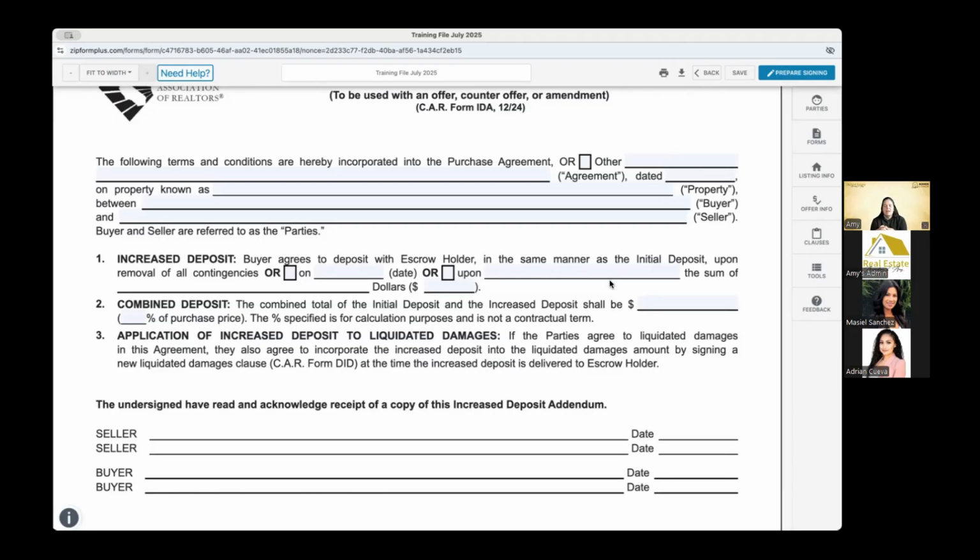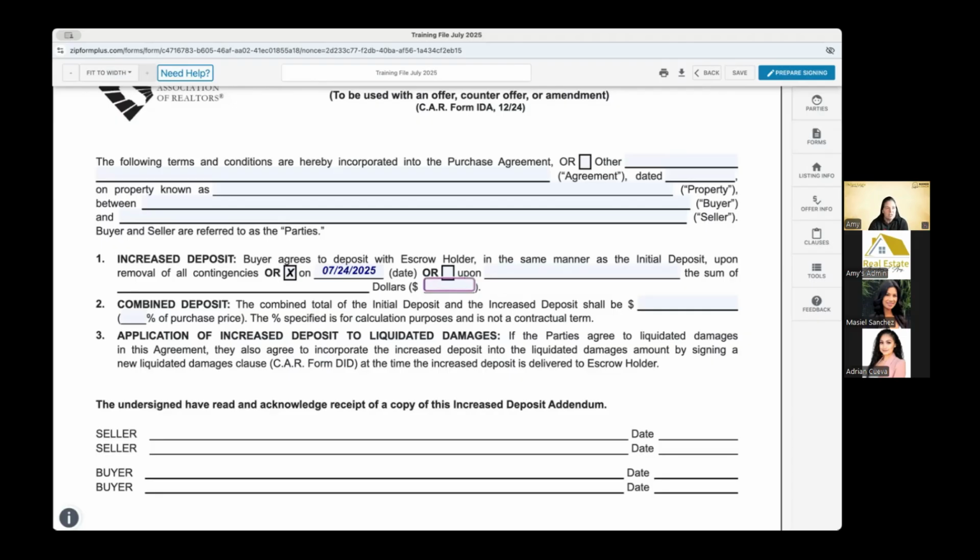The other option is or upon blank. So you could make that really be anything, whatever that might be. The sum of blank dollars, and you're going to fill that in here. So we're going to say, hey, we're going to give you your increased deposit in basically a week. In fact, we're going to make it a week. We're going to say it's on the 24th, which is a week, and it's going to be an increased deposit.